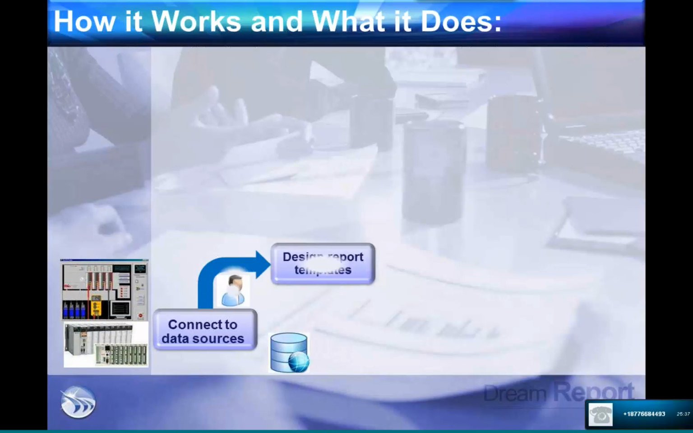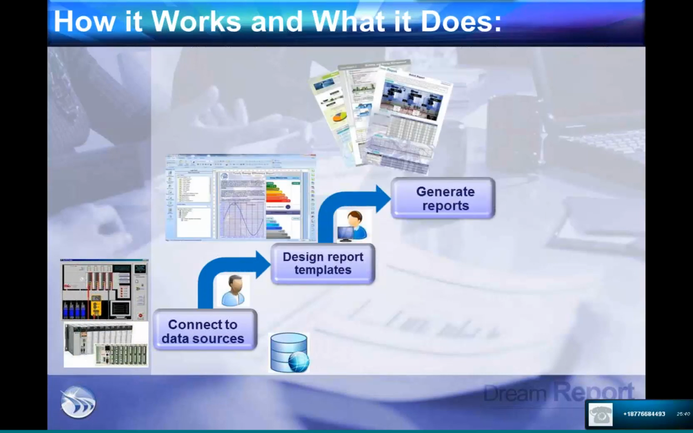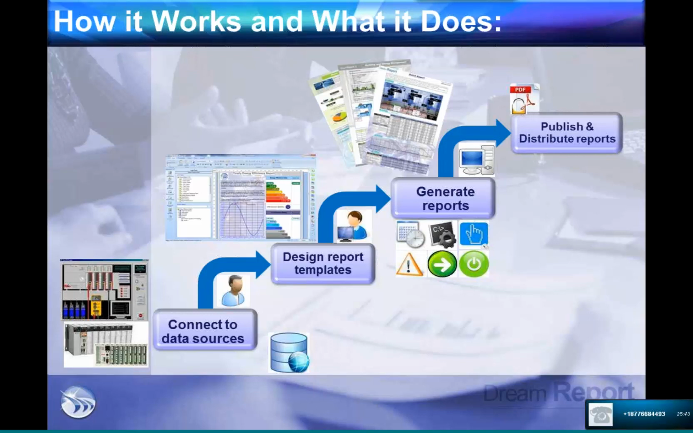How it works. Once again, Dream Report first of all needs to communicate with different equipment and different SCADA systems. Once this communication is established, we design our report in Development Studio on Dream Report, and we schedule report generation. It can be monthly reports, it can be reports done on event, and once the report is generated in a different format like PDF, Excel, or CSV, it will be published and distributed to different targets.